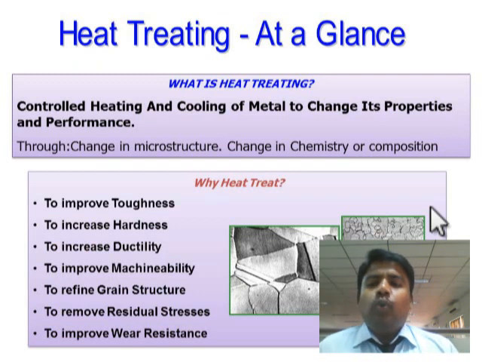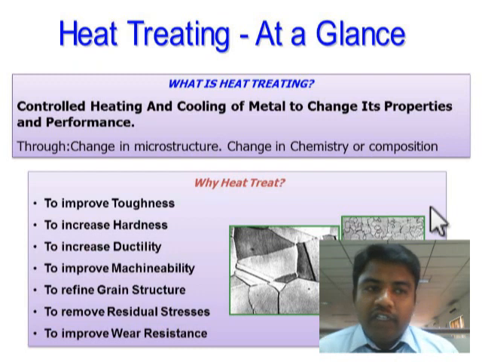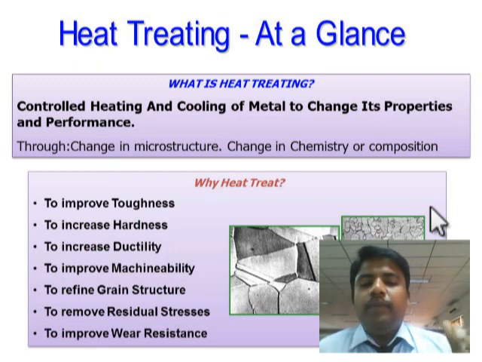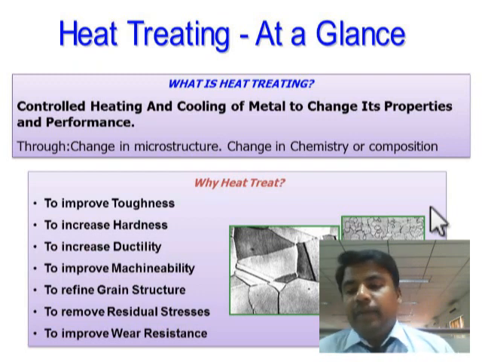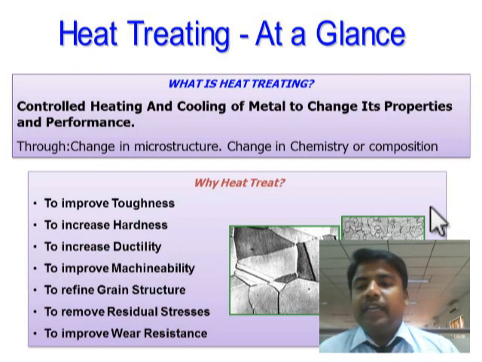Next, what is the purpose of doing a heat treatment process? To improve the toughness. We have some mechanical properties. What are the important properties? Toughness, ductility, hardenability. These are all called mechanical properties, so that we call the characteristics of the metal. To improve those properties, we have to undergo the heat treatment processes. Each and every heat treatment process has a different property outcome.